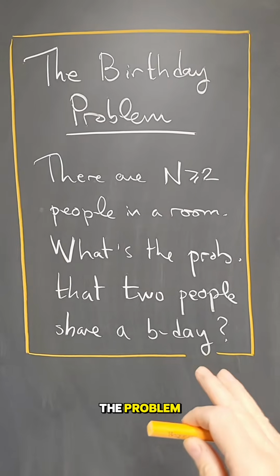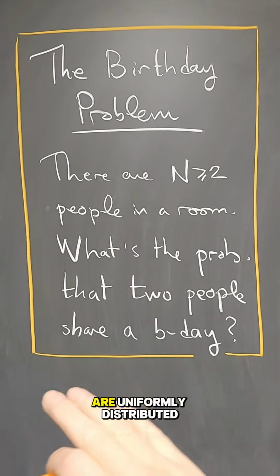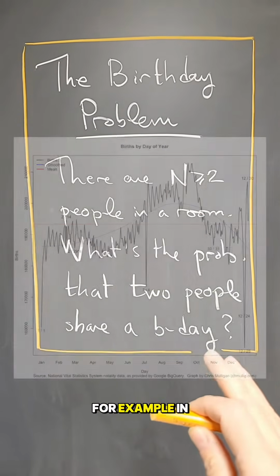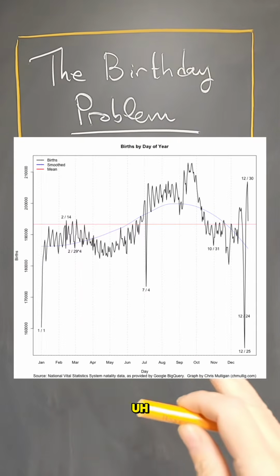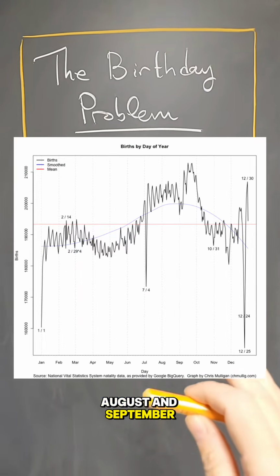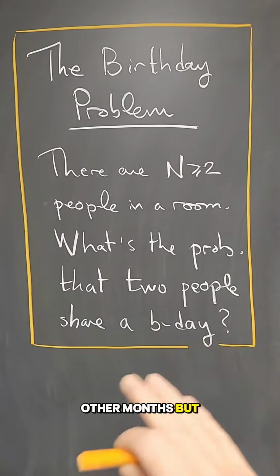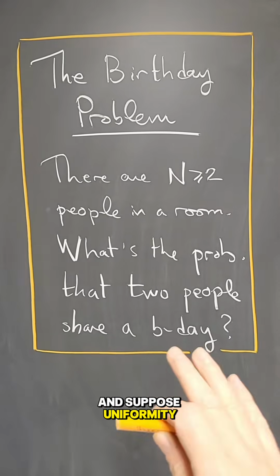Now, to solve the problem, I'm going to assume that the birthdays are uniformly distributed throughout the year, which is not true. For example, in the Northern Hemisphere, the months of August and September have more birthdays than other months. But let's forget that and suppose uniformity.